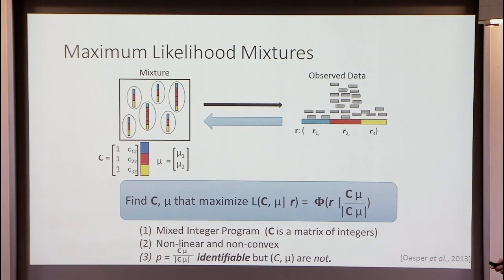Could we separate out this integer valued matrix and these mixing proportions, say, to maximize the likelihood, for example? This becomes a very interesting problem because it has integer and real valued variables. It's actually not a linear problem. It's not a convex problem. And only this ratio of C times mu, normalized, is identifiable. C and mu separately are not.